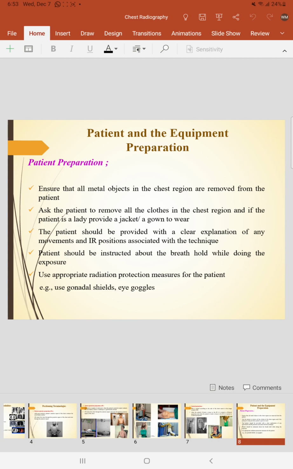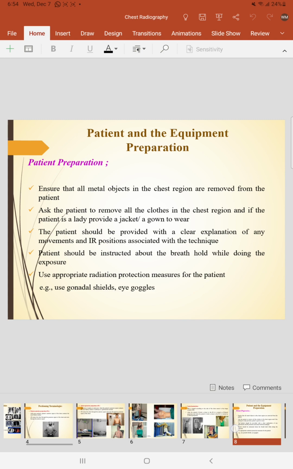The patient should be provided with a clear explanation of any movements and image receptor positions associated with the technique. The patient should be instructed about the breath hold during the exposure. Use appropriate radiation protection measures for the patient. For example, use gonadal shields and eye goggles.